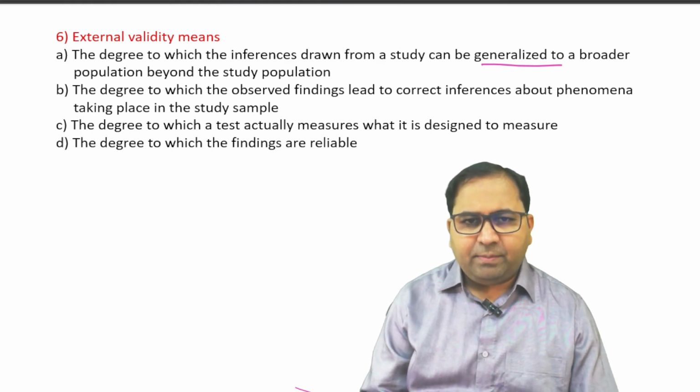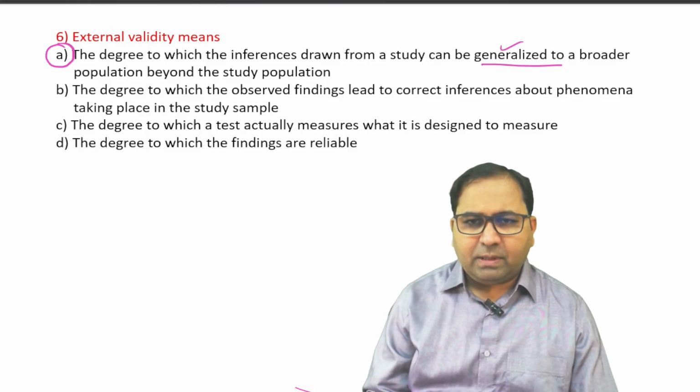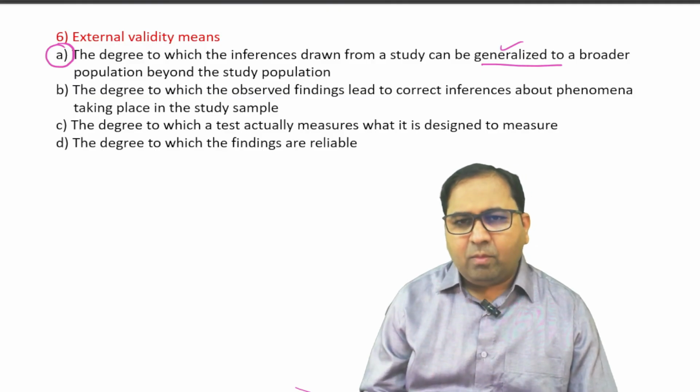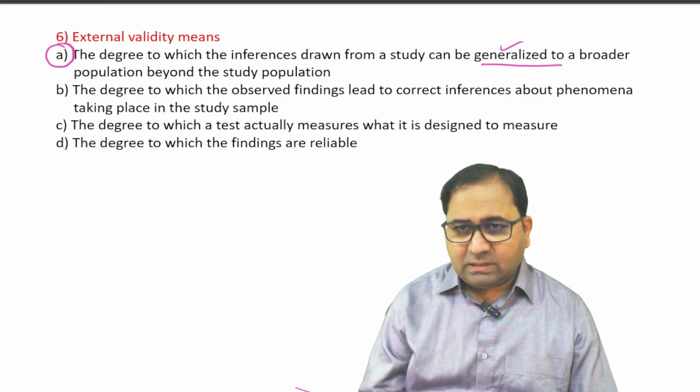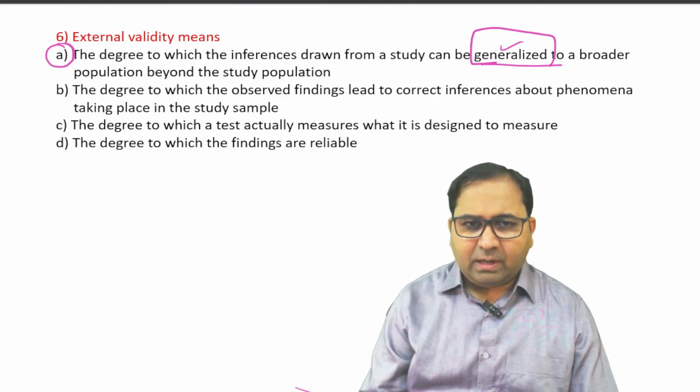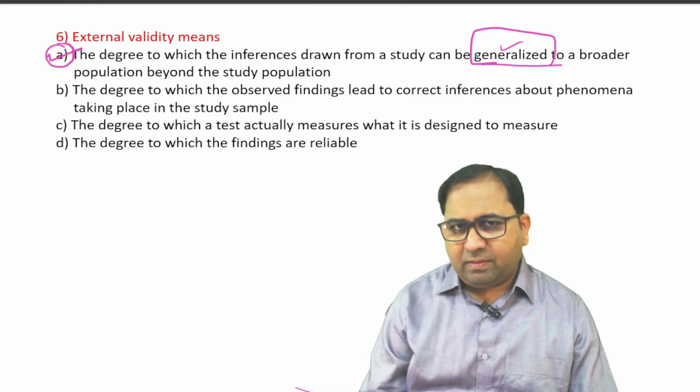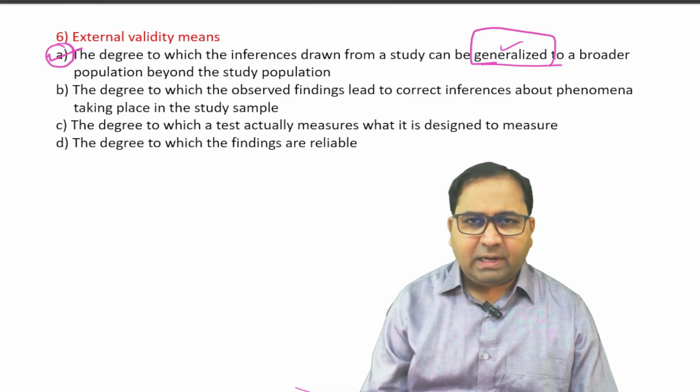External validity means option A, that is the degree to which the inferences drawn from a study can be generalized to a broader population beyond the study population. Most important, the catch is whenever in the options they use the term generalizable or generalized, if this word is used, then blindly you can take that sentence as the answer for external validity.